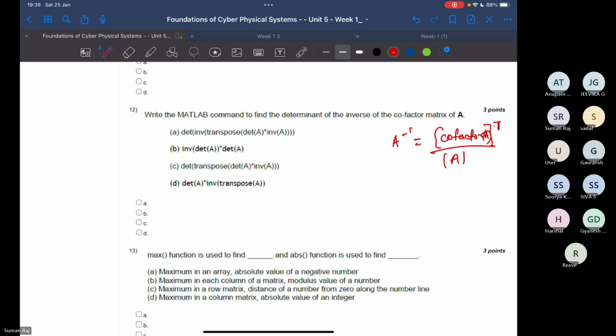Okay. Is this formula clear as to how they got that part? You actually take out the cofactors and then you do a transpose of that, right? To calculate the inverse. It's not A transpose cofactor, it's cofactor of A and then transpose on that.